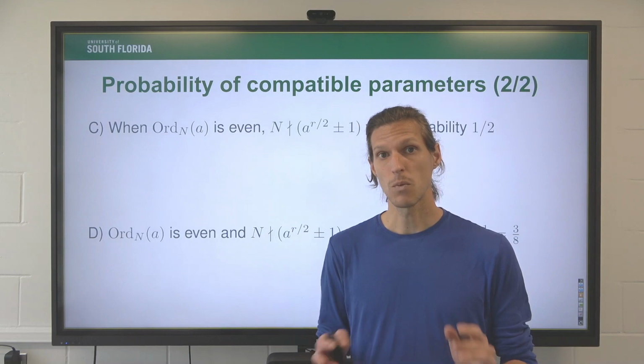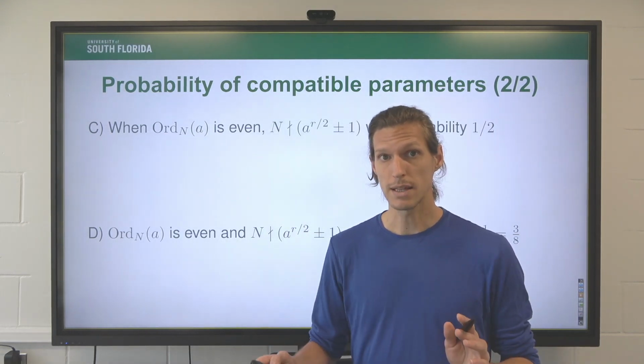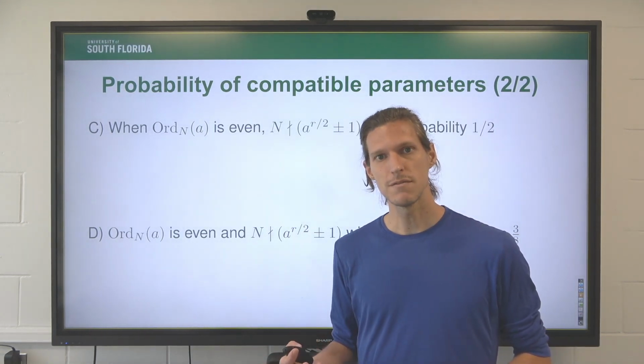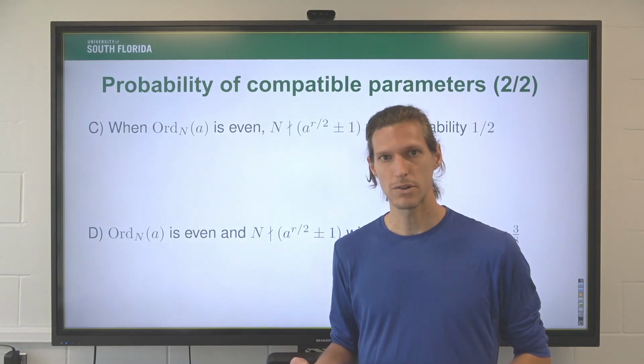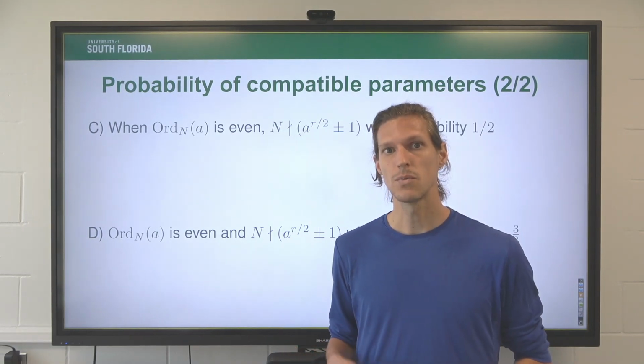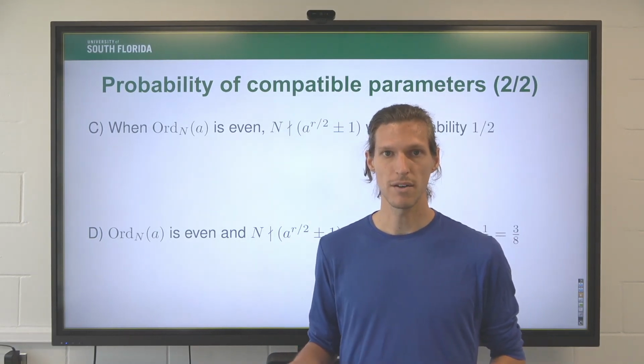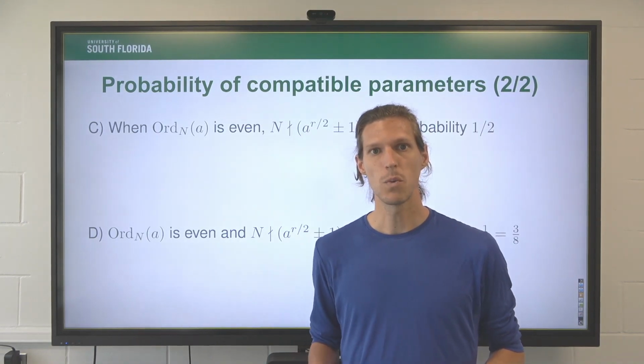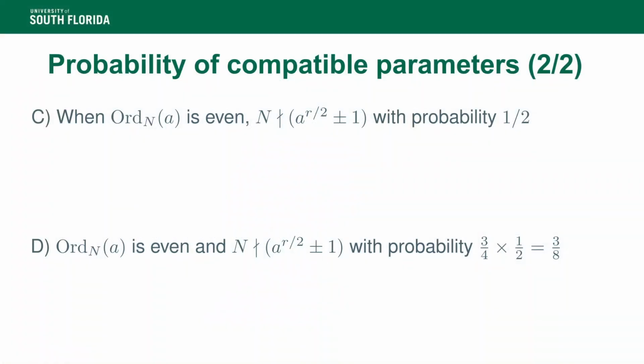Now we're moving on to the second condition. We're assuming that R is even, and we want to know what happens. Do we find a non-trivial factor or not? So now we want to show that n does not divide A to the R/2 minus 1. Here, let's define B to be A to the R/2, which is possible because we just assumed that R was even.